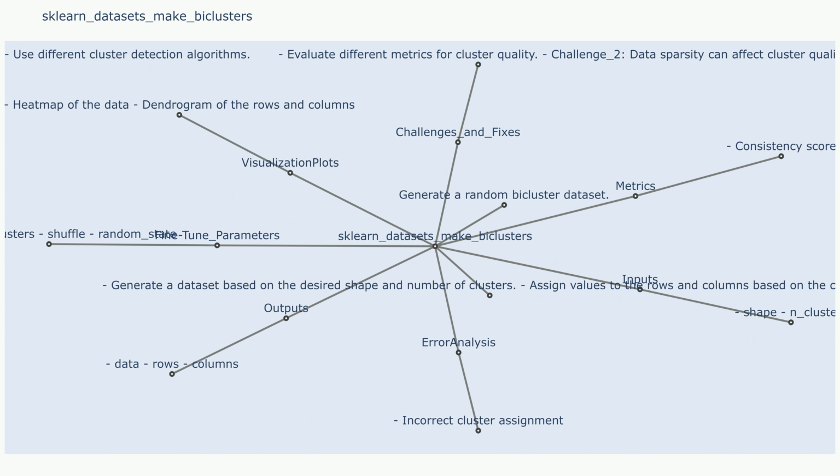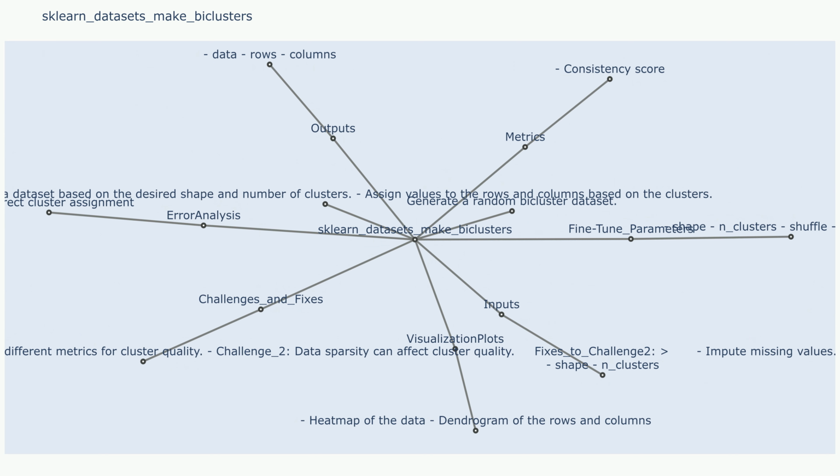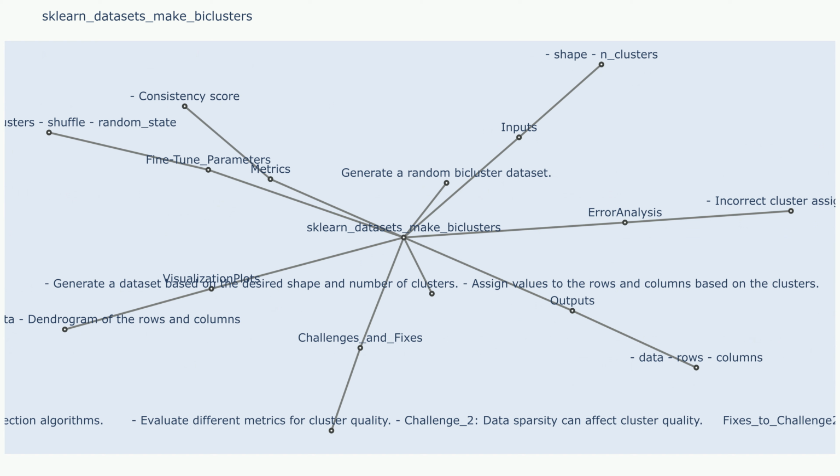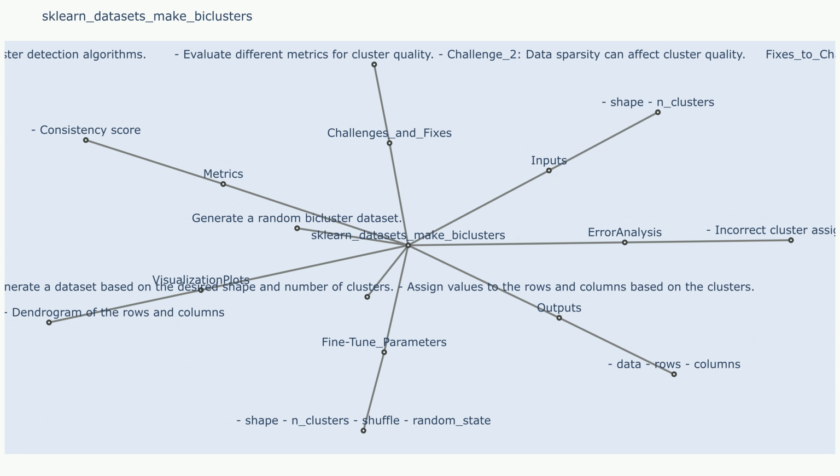Uncertainty methods: not applicable for this function, as it does not involve any probabilistic or uncertainty measures. Challenges and fixes. Challenge 1: overlapping biclusters. Sample use case: when creating a dataset with a high number of biclusters and a relatively small dataset size, the generated biclusters might overlap significantly. Fixes: increase the dataset size (shape parameter) to reduce the overlap between biclusters. Adjust the number of biclusters (n_clusters parameter) to create fewer, but larger and more distinct biclusters.